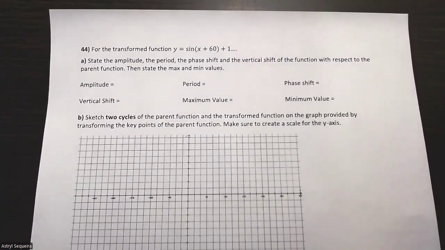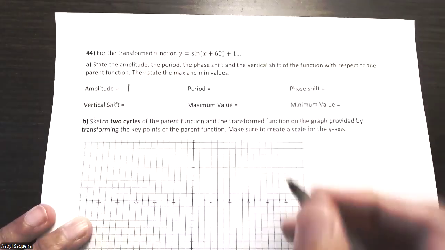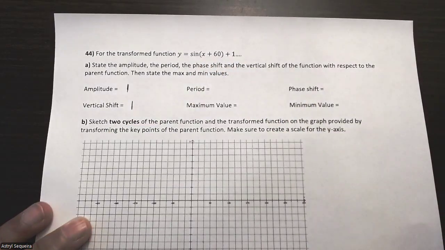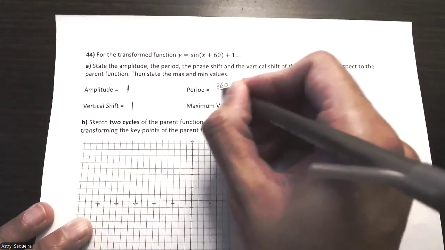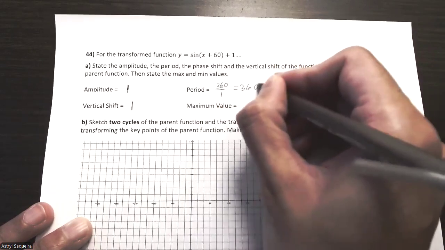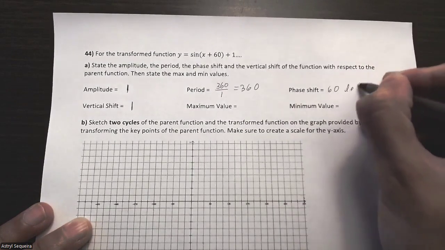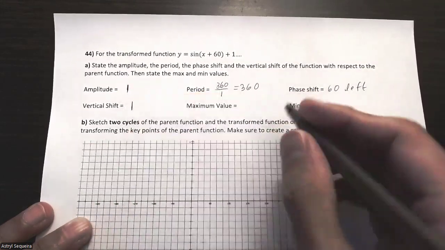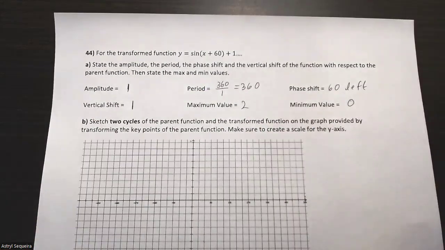Okay, now we're going to graph transformed functions. The amplitude of this one is just 1, the number in the front. Vertical shift is just your equation of axis, which is 1 basically. If you had equation of axis, you would write y equals 1. Period is 360 divided by k. K is 1, so it's just 360. Phase shift is 60 degrees left. Max is your axis plus your amplitude, so 1 plus 1 is 2. Min is your axis minus your amplitude, so 1 minus 1 is 0.